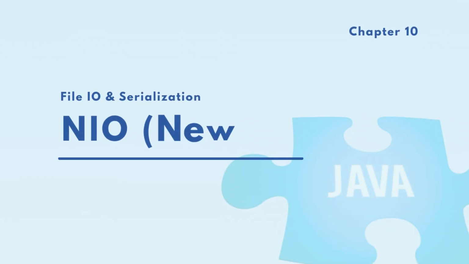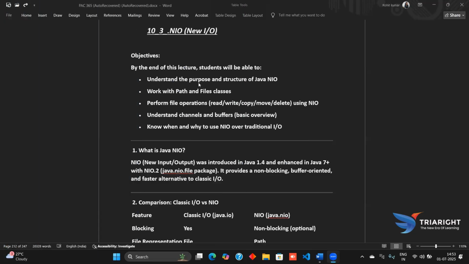Today we will learn about NIO, which stands for New Input and Output in Java. In this chapter we will understand the purpose and structures of Java input and output. We will work with the file path and file classes also. We will perform file operations like read, write, copy, move, delete using these NIO functions. And finally, we will understand channels and buffers.